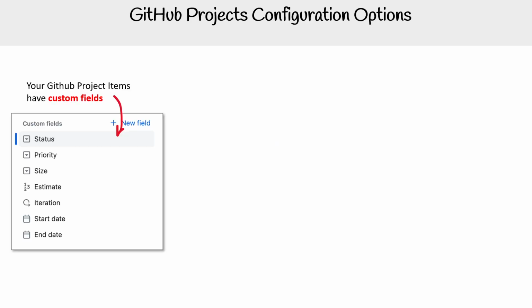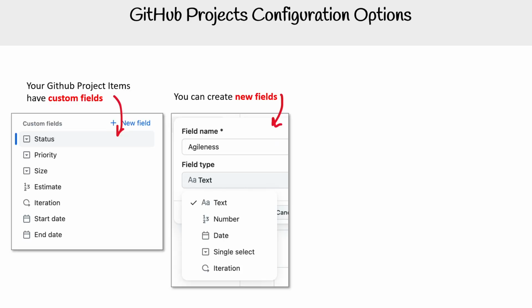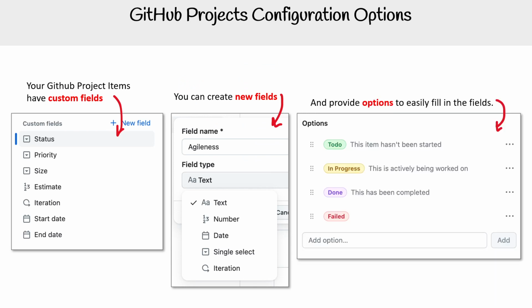So your GitHub project items have custom fields. You can create new fields and add and provide options to easily fill in those fields. And I mean, that's pretty much the start of it, but there we go.